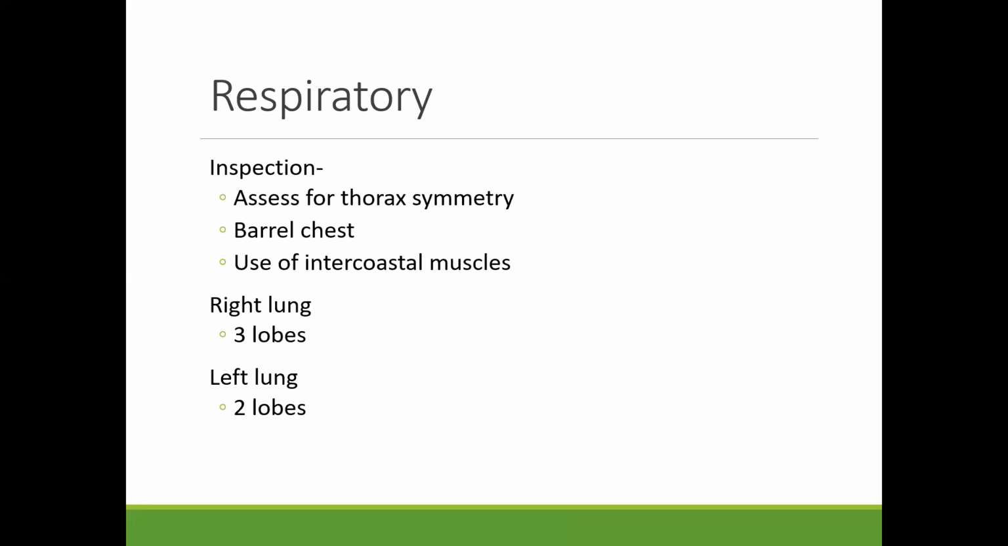Use of intercostal muscles. Intercostal muscles are the muscles in between the ribs. If they breathe in, can you see their ribs? Can you see that they're using, it's also called sternal retractions. Right side, we have 3 lobes, left side, we have 2 lobes.